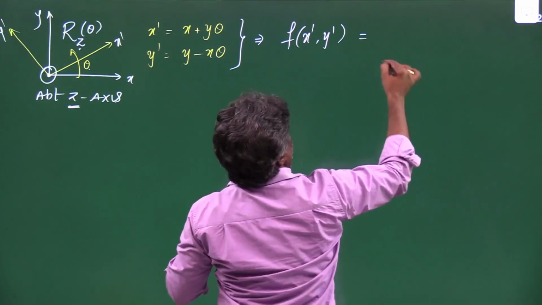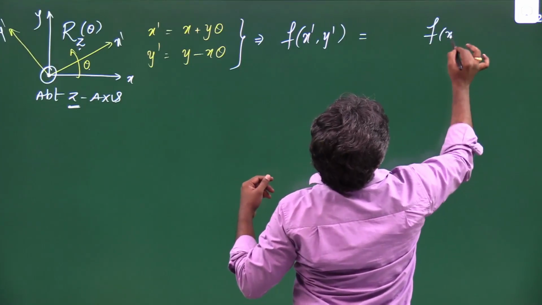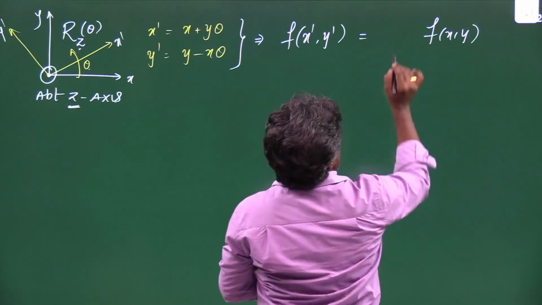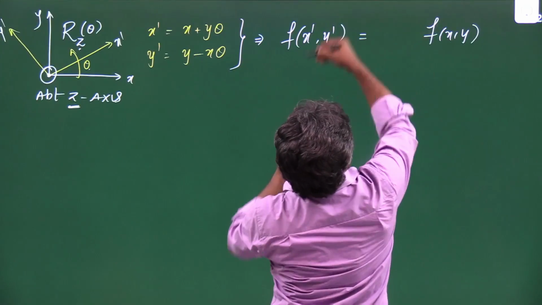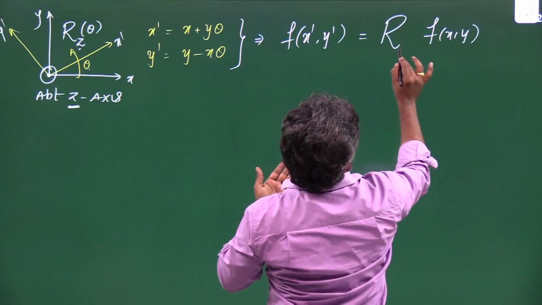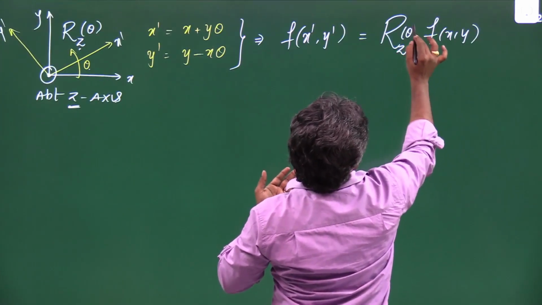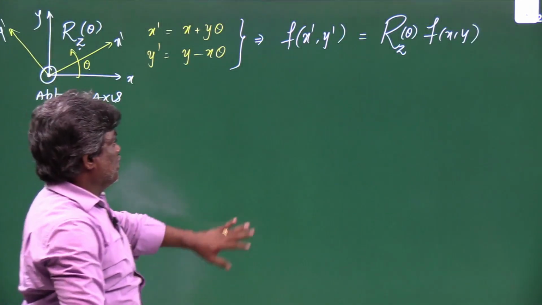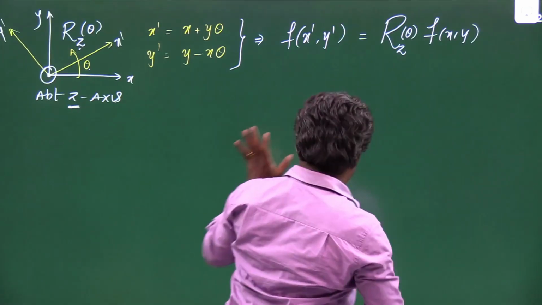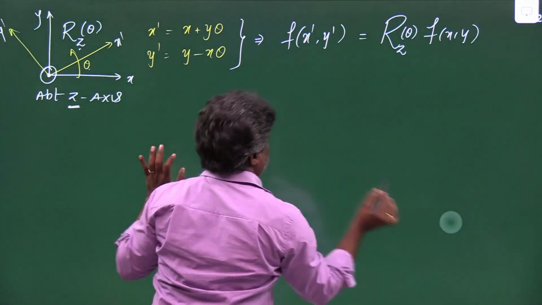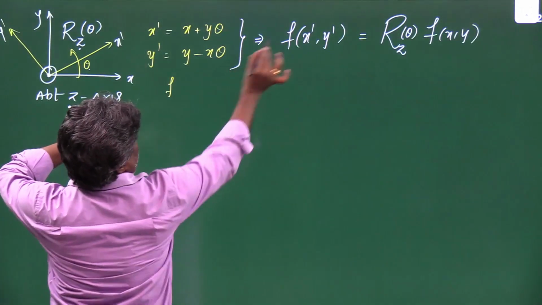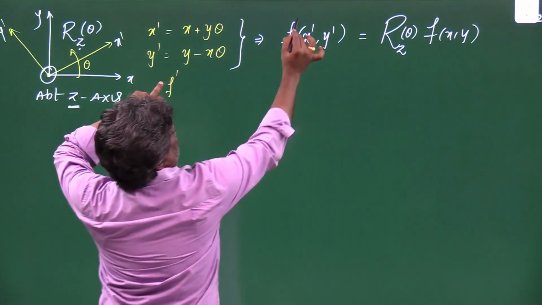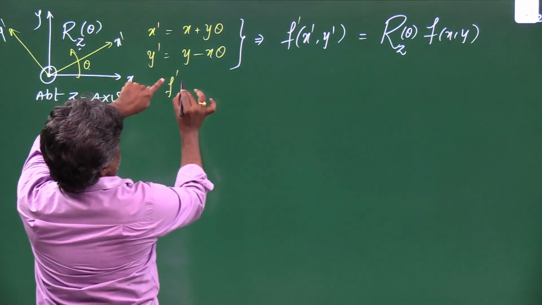That's it. Earlier, what is my old function? Means how you got this transformation? By operating an operator Rz of theta. Right? Good. So now we are going to find this. Right, cool. So finally I am taking f prime.